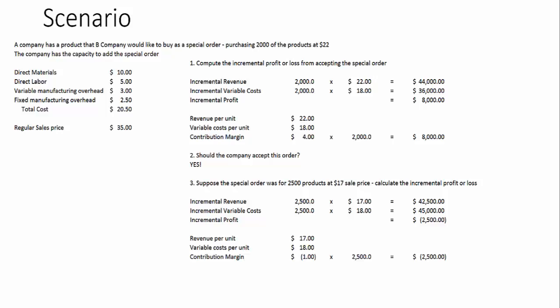Now, suppose a special order was offered to you for 2,500 products at a $17 price. So calculate the incremental profit or loss. You do the exact same thing here. However, you should know from the very beginning that since our variable costs are $18, and they're offering us $17 for it, you're going to actually lose money on this deal. And we do the exact same math that we did in part one, and it verifies we would lose $2,500 on that sale if we were to take it.